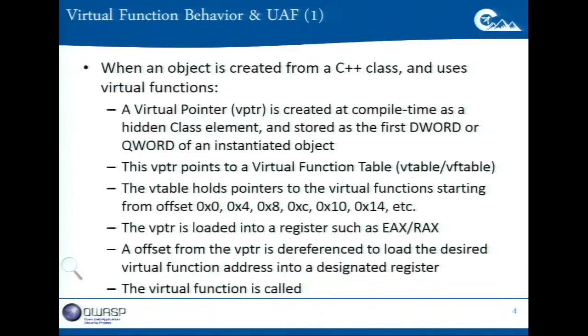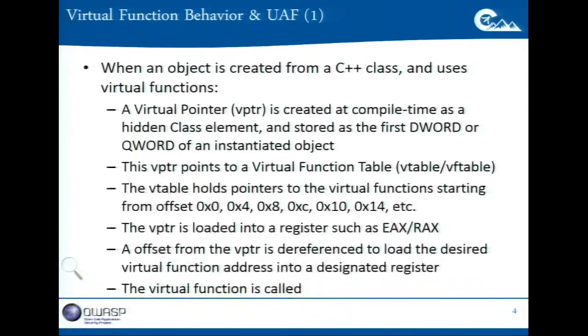So C++, if you're not familiar with it, if you use virtual functions within a class, something gets created called a virtual function table. This virtual function table holds pointers to virtual functions within that class. So if we instantiate an object out of a C++ class, then various virtual functions can be, of course, called. The way that works is the first double word, so 32 bits, or quad word, 64 bits, depending on whether it's a 32-bit browser or 64-bit browser, in that instantiated object is a virtual pointer. The virtual pointer is a hidden class member that's created at compile time.